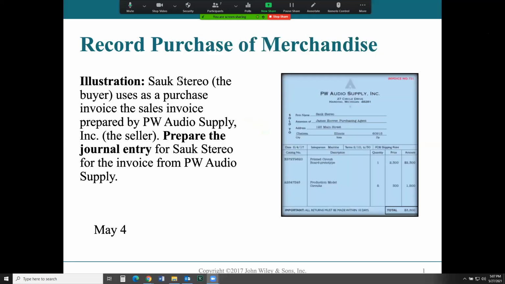So this week we're talking about chapter 5, which is a merchandising company. Really, what we've done up to this point has been service-based business, so they're selling services to people. But this week we're talking about companies that sell products to people, or merchandise.